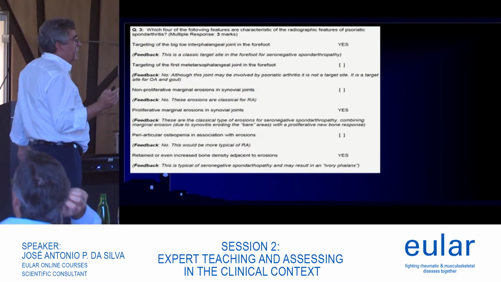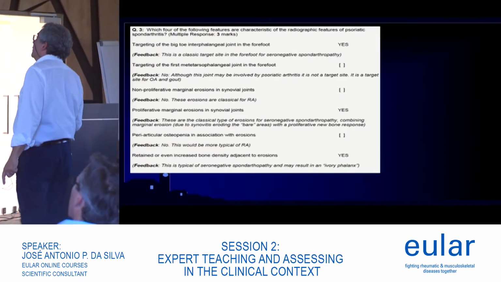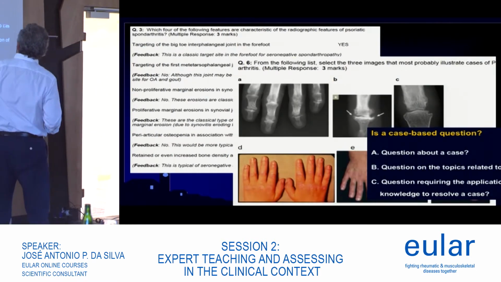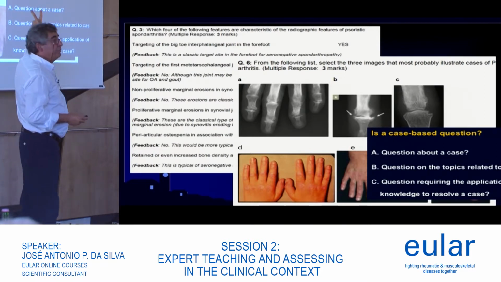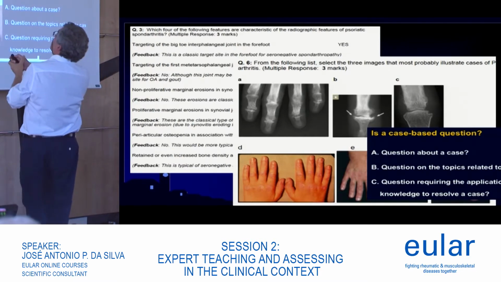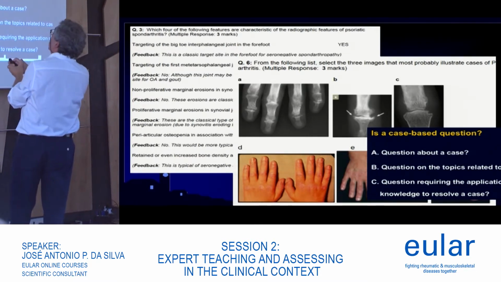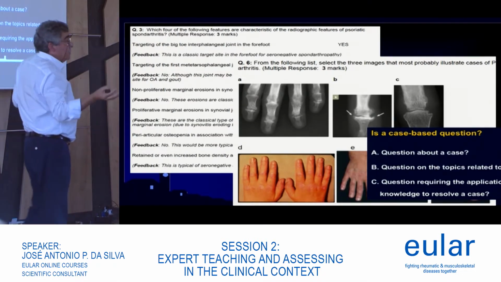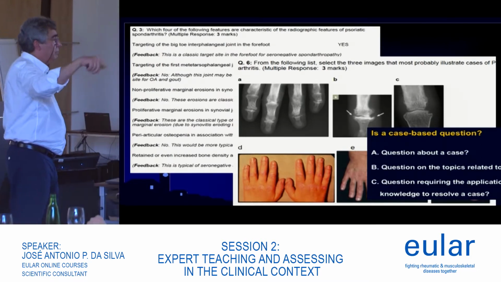I'll show you another question from the same set. What they have done is put up these pictures. What if I made the same stem, "Which 4 of the following features are characteristic of psoriatic spondyloarthropathies," and I have 4 or 6 or 7 images and ask them to pick them up?